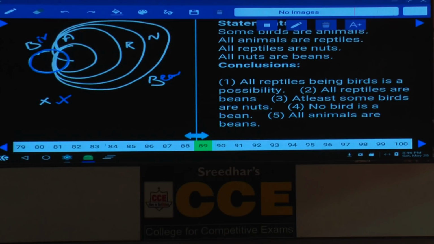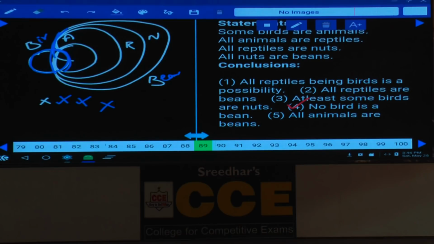Some birds are nuts. Is it true? Birds are like this and nuts are like this. Some birds are nuts, it is true. Since it is true, it is not 100% false. It cannot be your answer. Then fourth one, no bird is a bean. No bird is a bean. Is it true? It is false. Is it 100% false? Yes, it is 100% false.